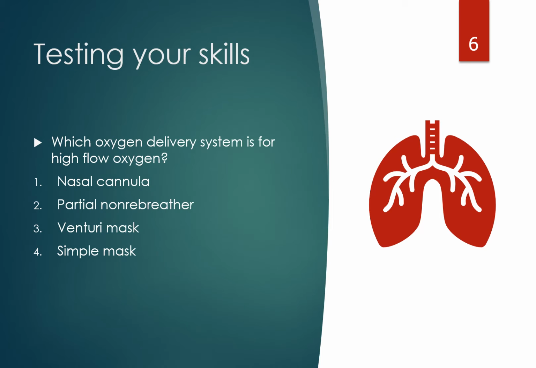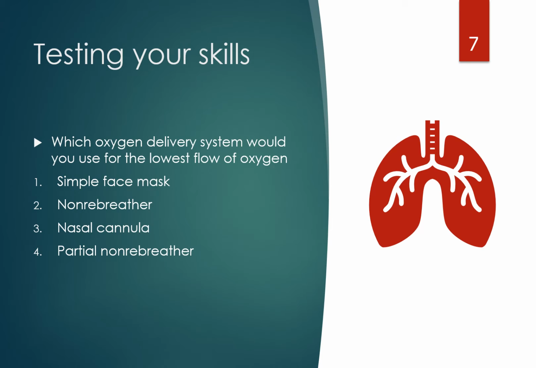Our next question. Which oxygen delivery system is for high flow oxygen? Is it number 1, a nasal cannula? Is it number 2, a partial rebreather? Is it number 3, a Venturi mask? Or number 4, is it a simple mask? And again, this falls into the same program we did before. You either put it on a piece of paper, or you could put it in the Q&A, and we could go over this a little bit later. So please answer this question.